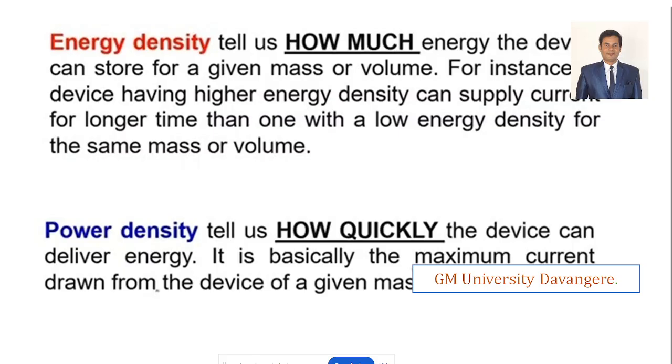So power density will tell us how quickly the device can deliver the energy. I want to deliver the energy in a fraction of minutes. I don't want to wait for 20 minutes or 30 minutes, just like in energy density, where you have stored the volume of water in the syntax. It will take much time to deliver the current, for a longer time, as we accepted in the energy density. But in case of power density, it should respond very quickly.